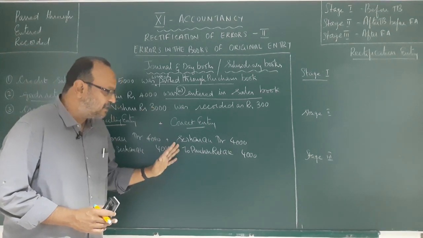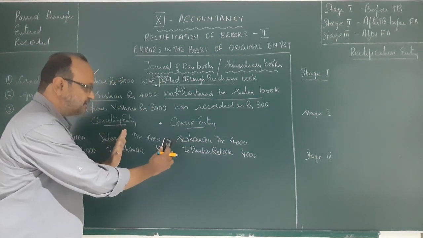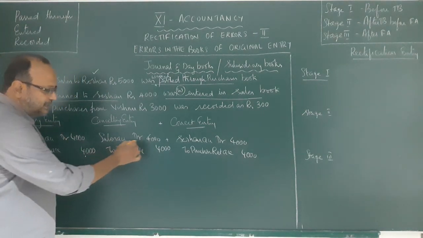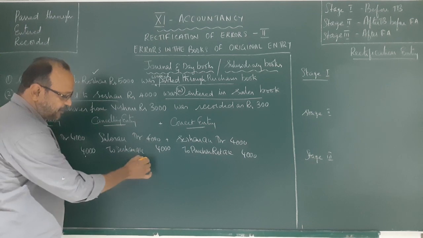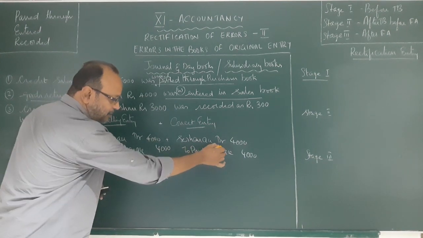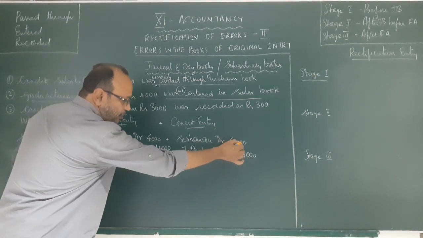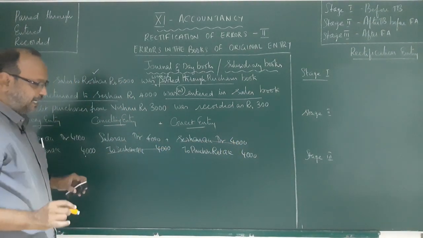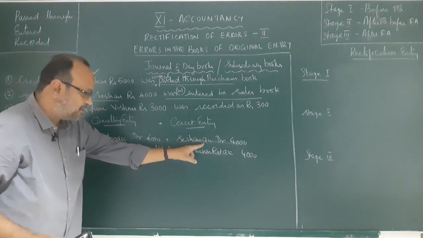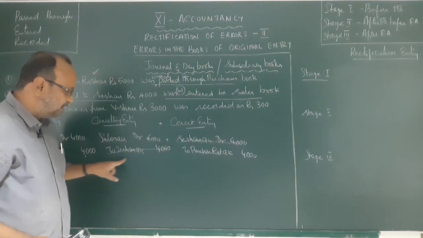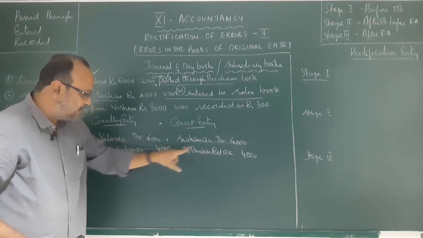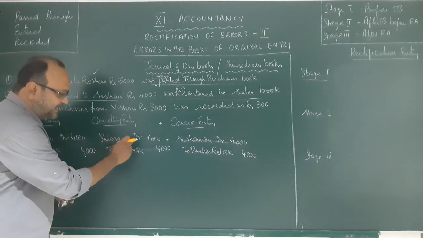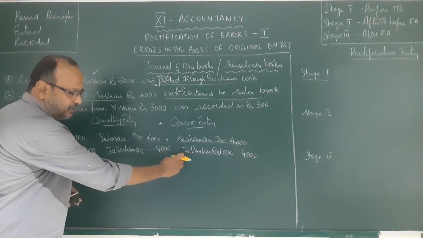How do we rectify this error? We combine this cancelling entry and the correct entry. What do we got here? We got sales account debit to Session account, and Session account debit to purchase returns account. We got Session account debit to Session account. This gets cancelled, right? Session account is debited by 4,000 and Session account is credited by 4,000. Session account debit to Session account gets cancelled. And what do we have left here? We have got sales account debit to purchase returns account.